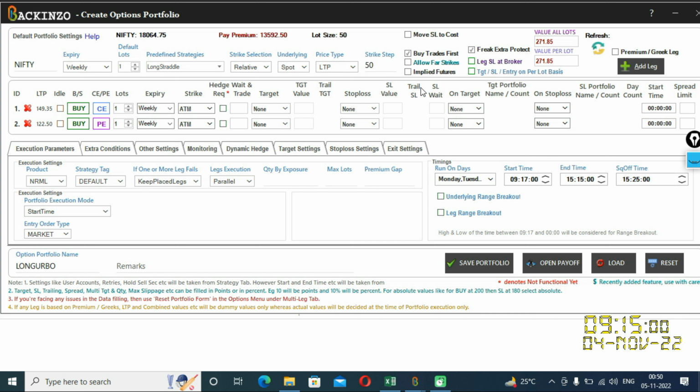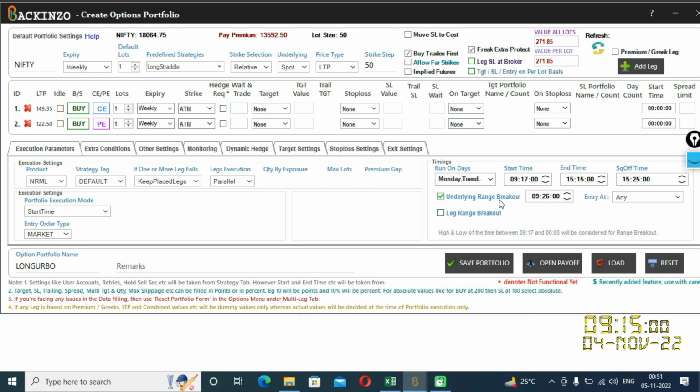Guys, suppose you want to execute a portfolio. As you can see, it's a long straddle portfolio, right? So suppose you want to execute a portfolio only when there's a range breakout for the underlying, such as spot or futures. Is there any option? The answer is yes. Backinzo provides you an opportunity to execute the portfolio only when there's a range breakout for the underlying. In that case, what you can do is just tick this option, that is underlying range breakout.